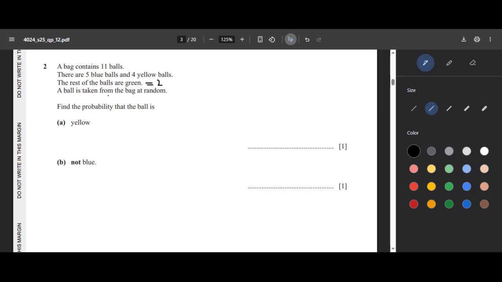Now a ball is taken from the bag at random. Find the probability that the ball is yellow. Yellow balls are 4, so 4 over 11 will be the answer. Now for not blue, it is 1 minus the probability of blue. The probability of blue is 5 over 11, so your answer will be 6 over 11.